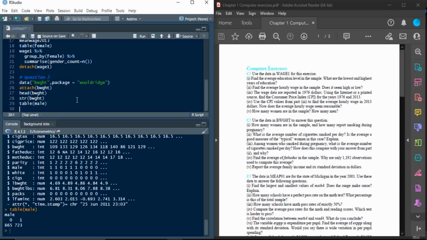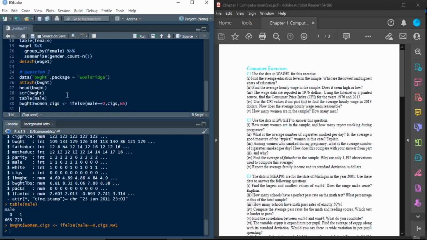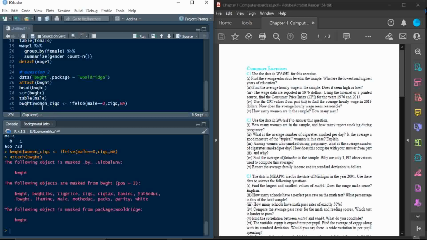Okay, so for this we can create a new column in the data set by using the dollar operator. So the data set name is BWGHT$. Let's give it the name women cigs, women who smoke cigarettes during pregnancy, and we can use the command ifelse for this. Now if male is 0, it means it's female, then copy the values from cigs, otherwise type NA. Now after creating a new column in our dataset, we again have to attach this dataset so that we are able to call this column.